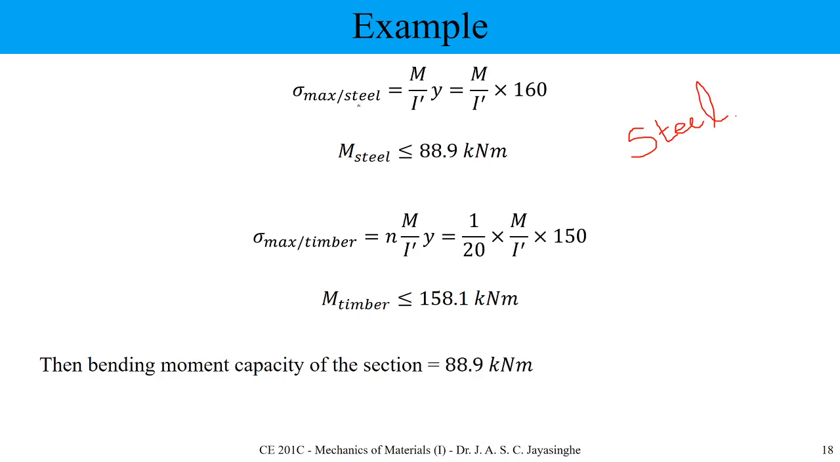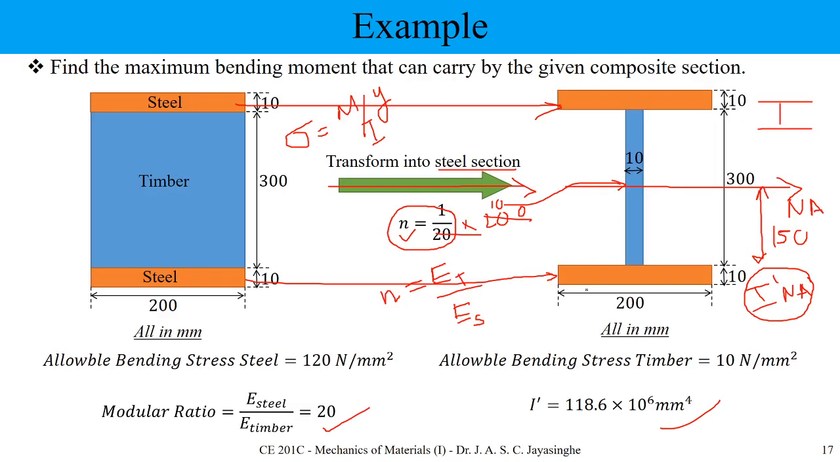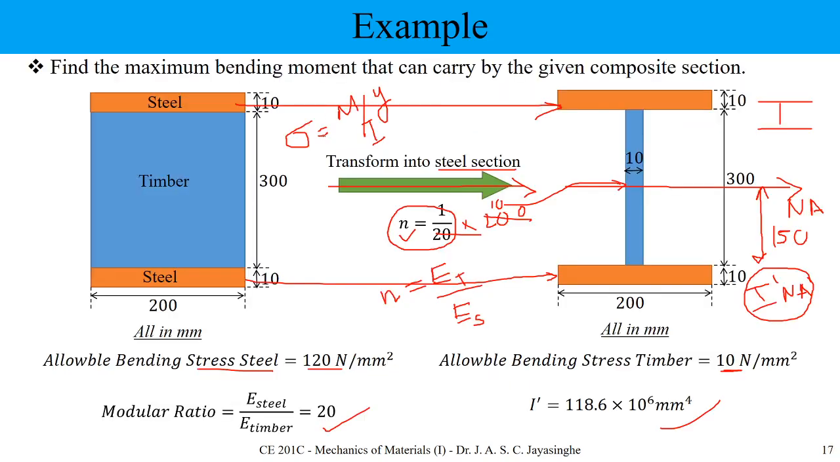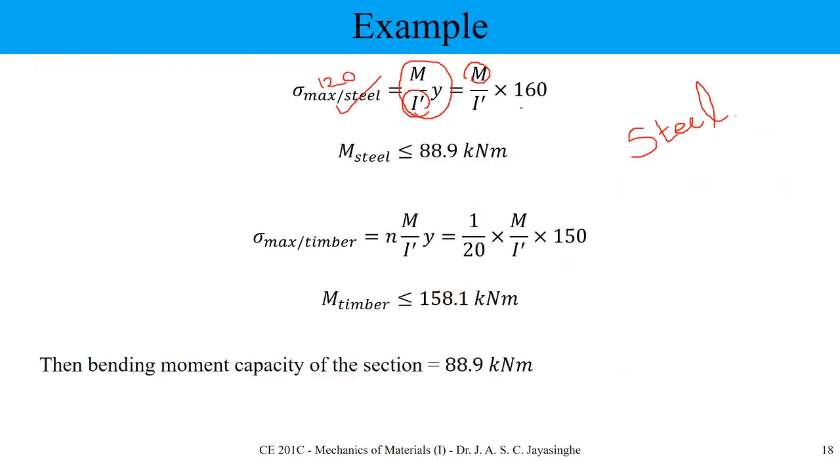So now if you're working with steel, we are not going to multiply anything, we are just using the simple equation. The only thing is that I dash should be there. And the maximum stress you know how to calculate. In here they are given that the maximum bending stress is 120 for steel, and the other one is 10 for timber. So we need to find the maximum moment capacity. So how to calculate that? It means we need to find M. We know this value, it is 120, careful about the unit, and Y in here again you need to keep in mind, we are looking for the maximum, so you need to find the maximum value.